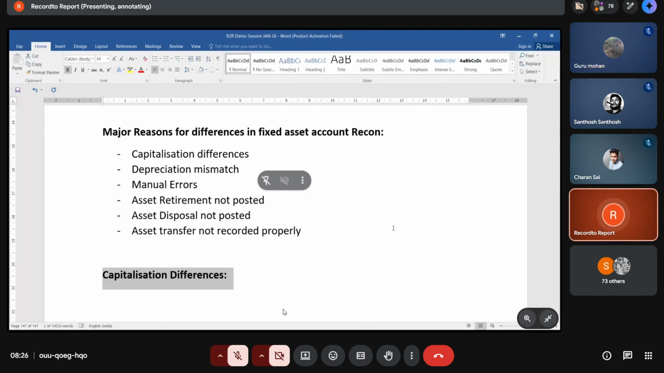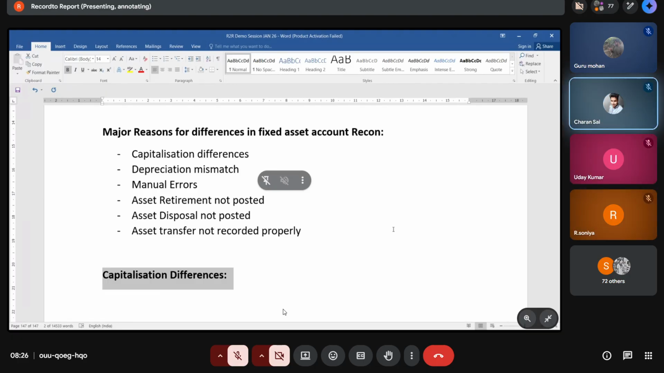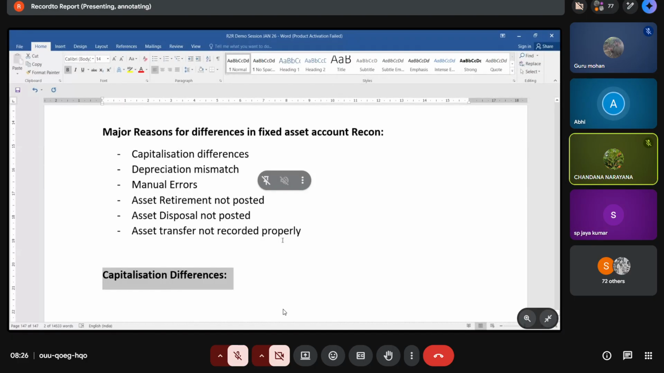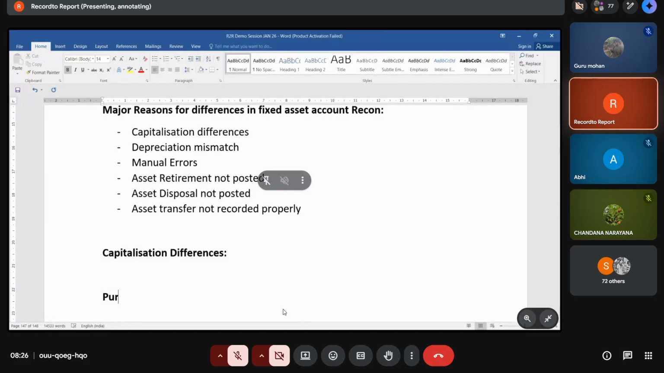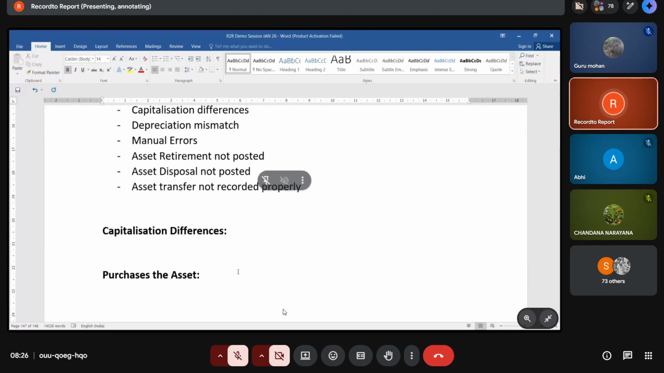So what is the meaning of capitalization? Capitalization is nothing but bringing the asset into consideration. Once an asset is purchased, which account will be debited? I told you in the fixed asset cycle, if you purchase the asset, they will not directly debit the asset account. First, which account will they debit?